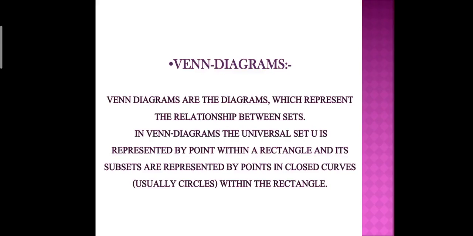Venn diagram. Venn diagrams are diagrams which represent the relationship between sets. In a Venn diagram, the universal set U is represented by a point within a rectangle and its subsets are represented by points in closed curves, usually circles, within the rectangle.